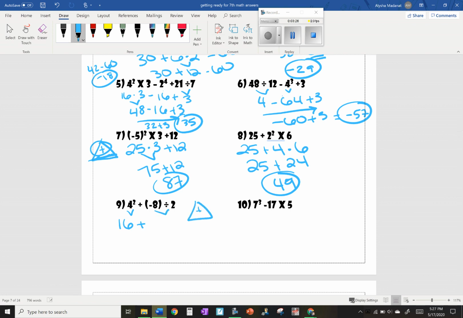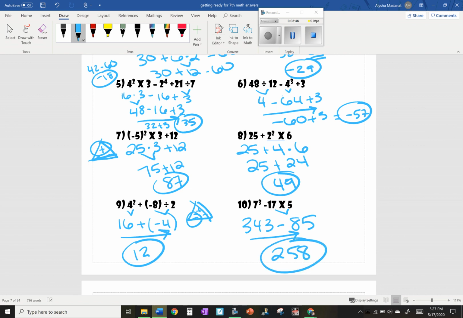When you multiply a positive and a negative, you're left with a negative, so it's a negative 4. Solve left to right, which gives you a positive 12. Number 10, 7 to the 3rd power, or 7 cubed, is 343 minus 17 times 5 is 85. Solve left to right, which gives you 258 for number 10.